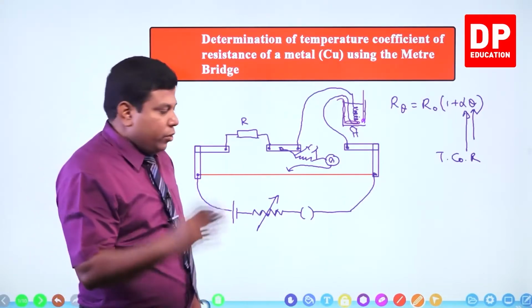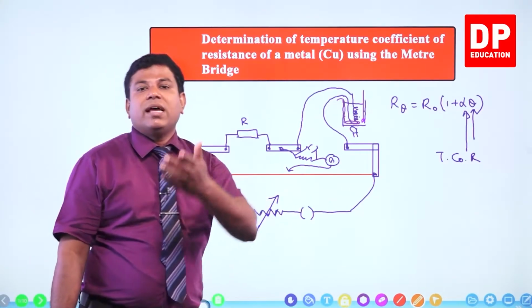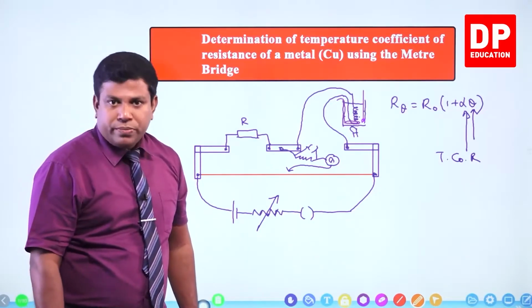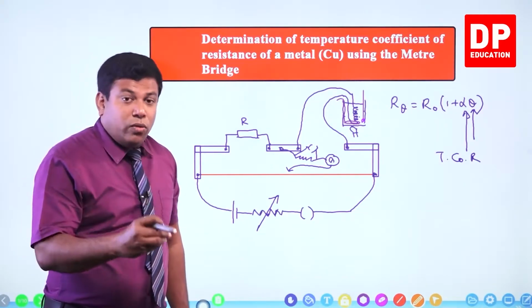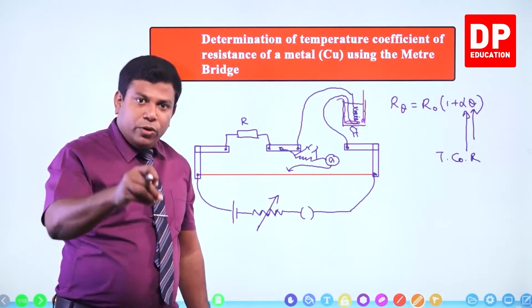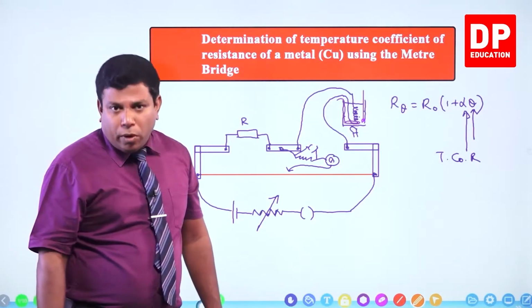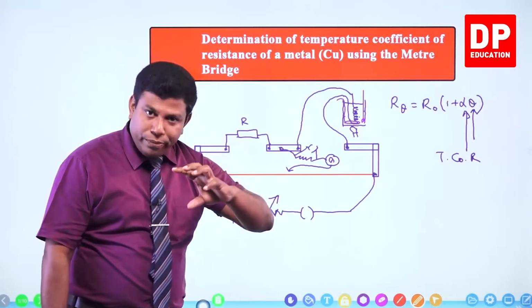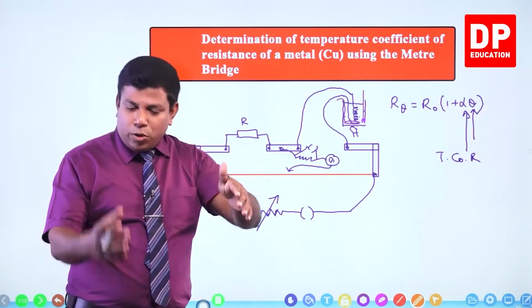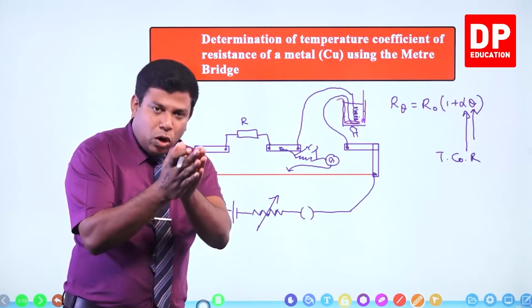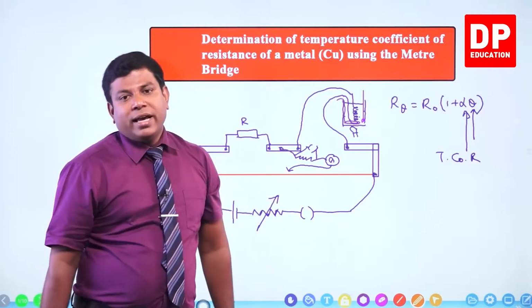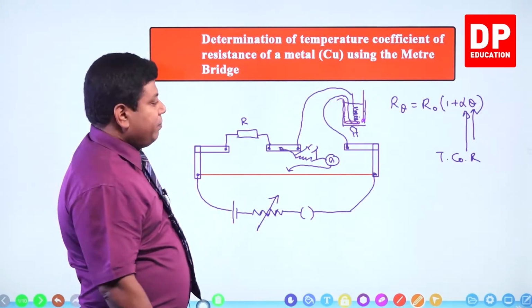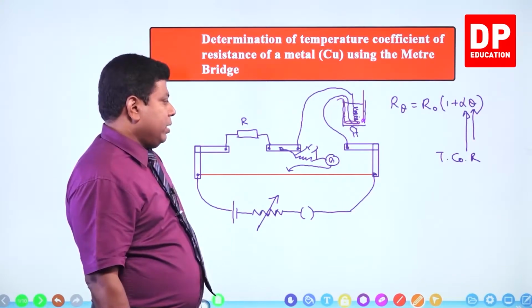To avoid that, you put a high resistance of around 5 kilo ohms in series with the galvanometer, so that the current doesn't go very high. After you find the approximate equilibrium point, then you can short circuit it, so that now you increase the current, because now you are almost at 0. So, when you are almost at 0, magnify the current and then find the exact point.